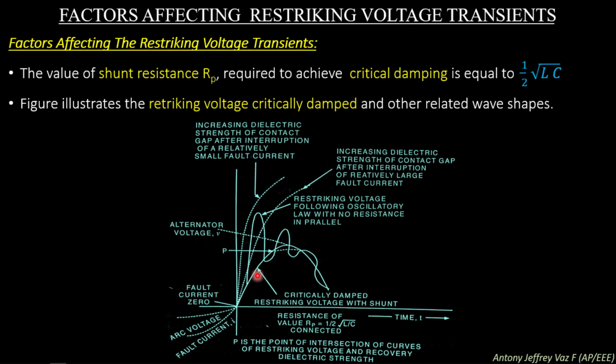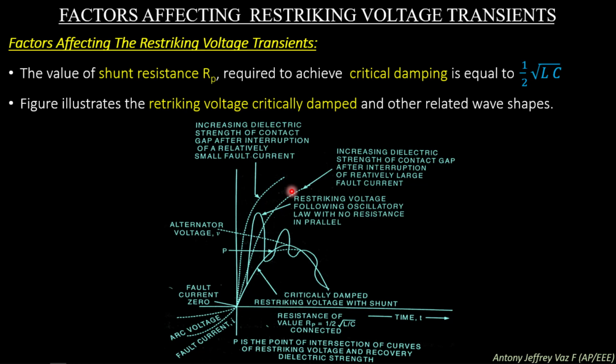And this is the recovery voltage or the system voltage which is being recovered, and the one above is the restriking voltage of the system, which occurs due to the fault interruption or the arc interruption. You can see this dotted line, which is the increasing dielectric strength of the contact gap after interruption of a relatively small fault current, and this dashed line gives you the increasing dielectric strength of the contact gap after interruption of a relatively large fault current.